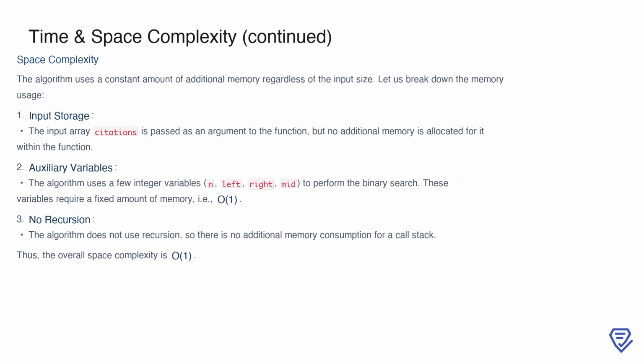The space complexity of the algorithm is straightforward because it uses a constant amount of additional memory. The input array citations is passed directly into the function without requiring extra storage. Additionally, the algorithm uses a few integer variables, such as n, left, right, and mid, which occupy a fixed amount of memory regardless of the size of the input. Since there are no recursive calls or dynamic memory allocations, the algorithm does not incur additional stack or heap usage. As a result, the overall space complexity is O(1), meaning it requires a constant amount of space.